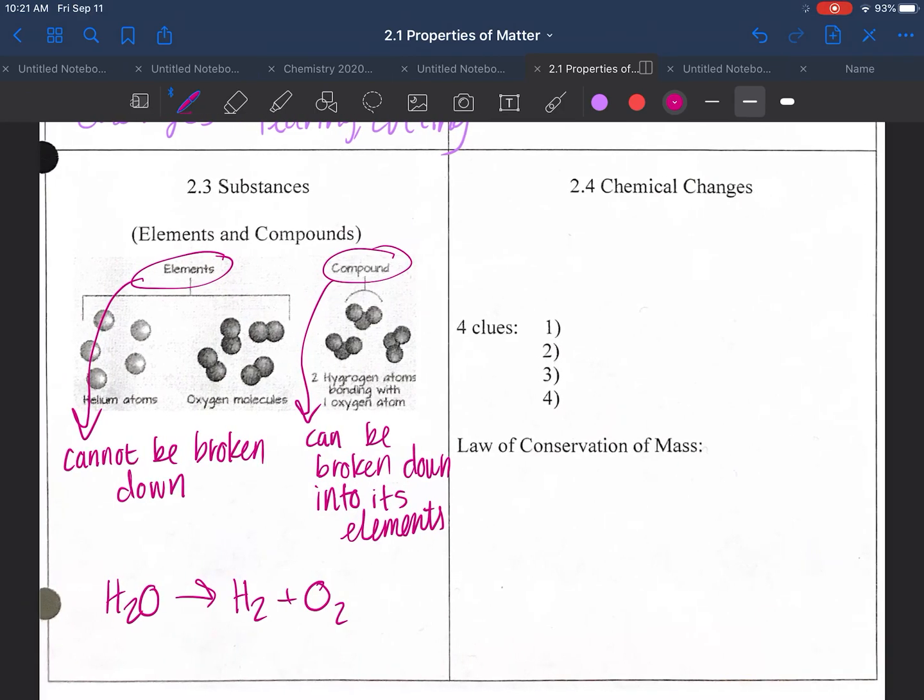Then lastly, 2.4, chemical changes. And so chemical changes are when a set of reactants create a set of products. So the key with chemical changes, with what has to happen, is that there's always going to be a change.